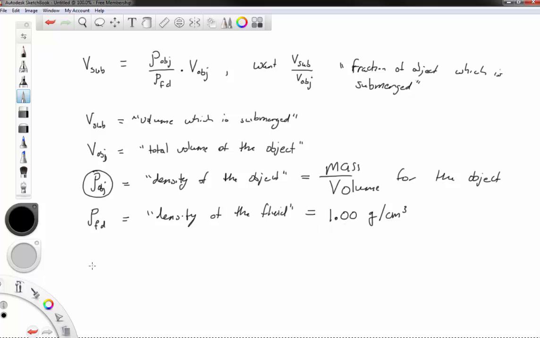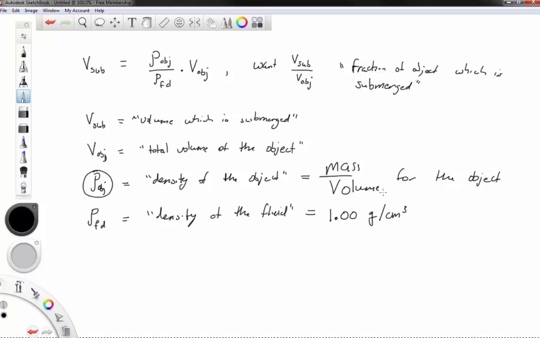And then the additional rule is that if the object actually sinks, then the answer has to be 1. Because an object that has a volume of, let's say, 30 cubic centimeters cannot have 60 cubic centimeters underwater. The maximum volume underwater would be 30 cubic centimeters.